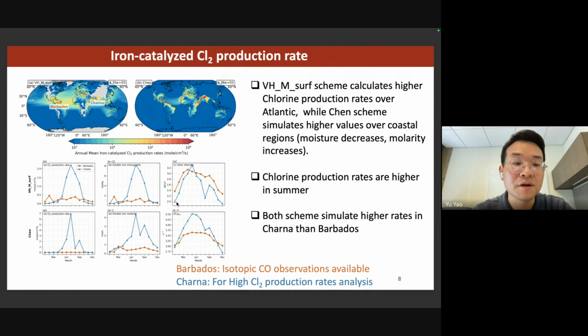Here the first row is for the Verhagen Maiden scheme simulated results, and the second row is for the TEN simulation. Different colors are for the different islands. The blue color is for the China site and the orange color is for Barbados. We can find that in both simulations, they simulated higher chlorine production rates over China because of the higher solid ion mixing ratio and higher solar intensity. Also the chlorine production rates are higher over the summer region because of these higher values.